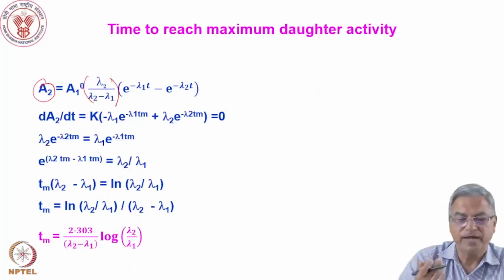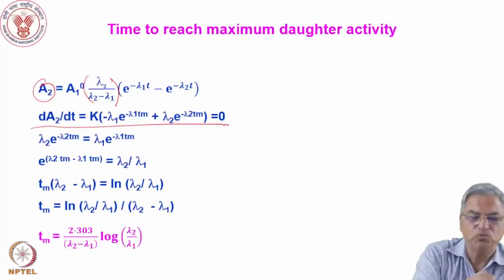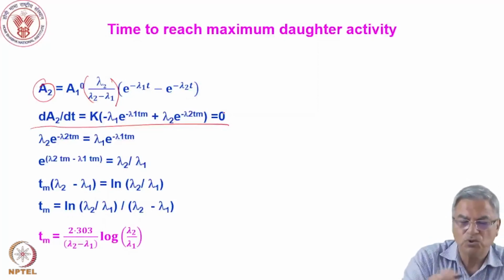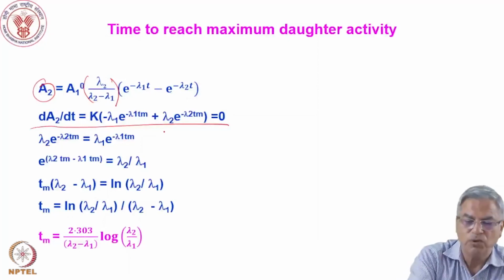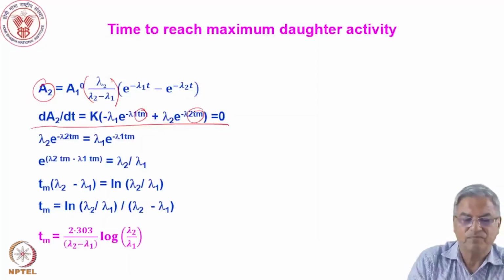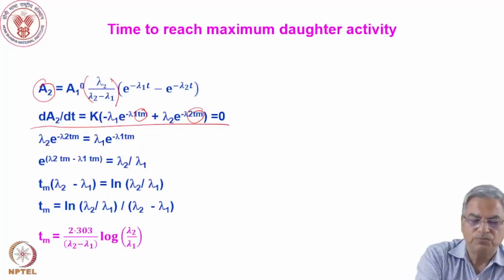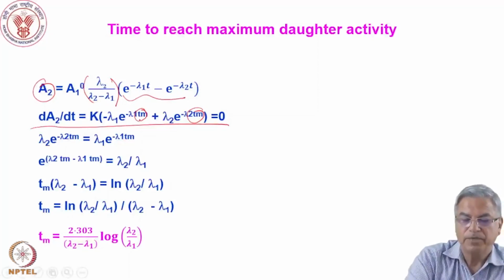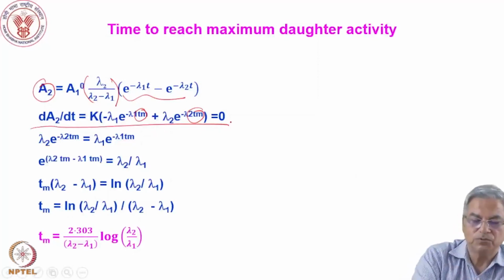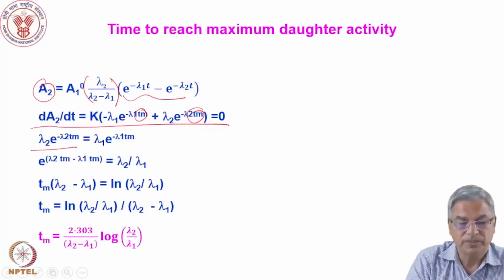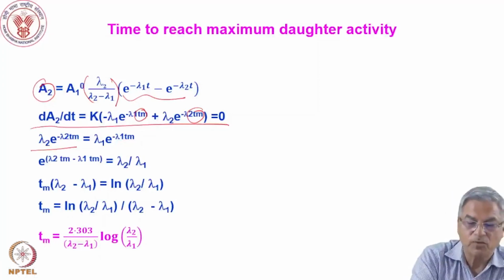At the time when the daughter activity becomes maximum, the derivative of A2 will be 0. So let us differentiate this A2 as a function of time and equate it to 0 to get the time. When this expression is equal to 0, t becomes Tm, the maximum time. If we put the other constant terms, like A10 lambda factors, as k, which will be constant, we have the differential: minus lambda 1 e raised to minus lambda 1 Tm plus lambda 2, so minus will become plus, e raised to minus lambda 2 Tm, equal to 0. So this equation boils down to lambda 2 e raised to minus lambda 2 Tm equal to lambda 1 e raised to minus lambda 1 Tm.